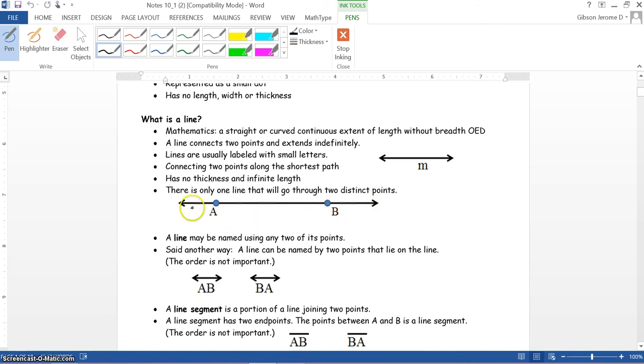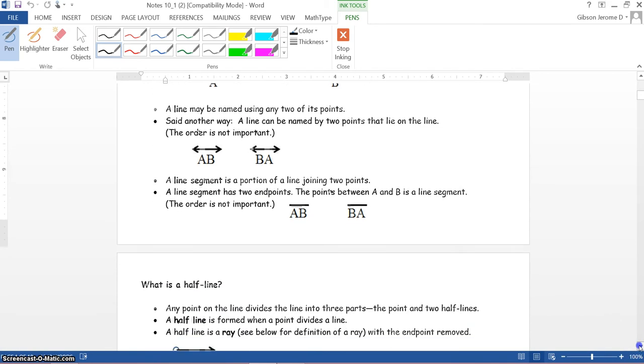So we have here a line AB. A line may be named using any two of its points. Said another way, a line can be named by 2 points that lie on the same line. The order is not important. So we can write line AB or line BA. It means the same thing.